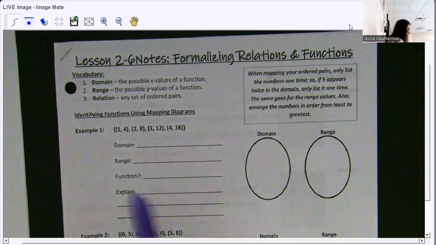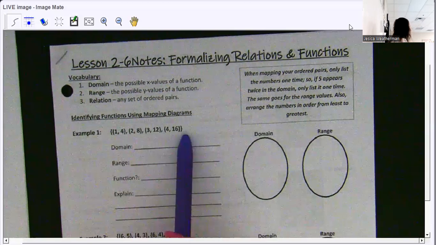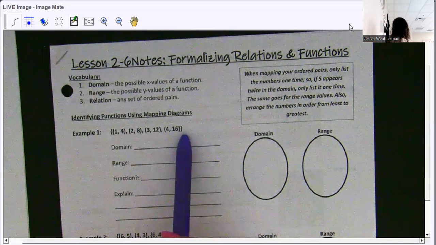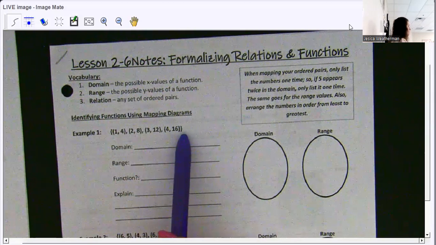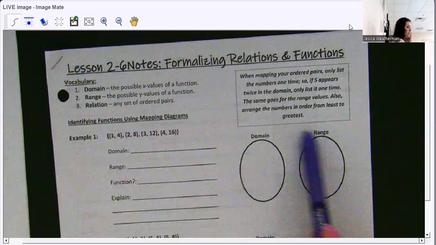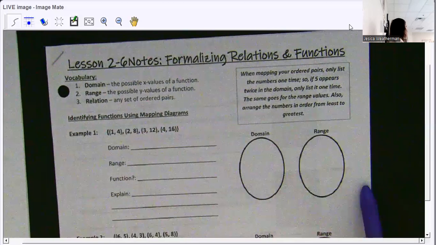We have all of these ordered pairs. And so one way, besides a table, a graph, equation, or whatever, to show a visual representation of your points is to put them in something called a map. And so that's what this is. We're going to map our ordered pairs together.